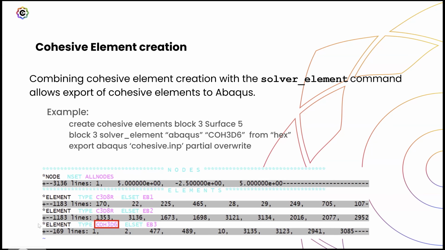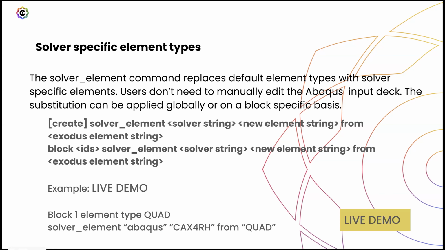It means you don't have to open up your Abacus deck and edit it to get the element type back in there. So there are two versions of this. One is a global version where I create a solver element for a specific solver type. I create a new element that's in that solver type based on the Exodus type. So that means everywhere these will be modified, and otherwise I can specify it on a block specific method.